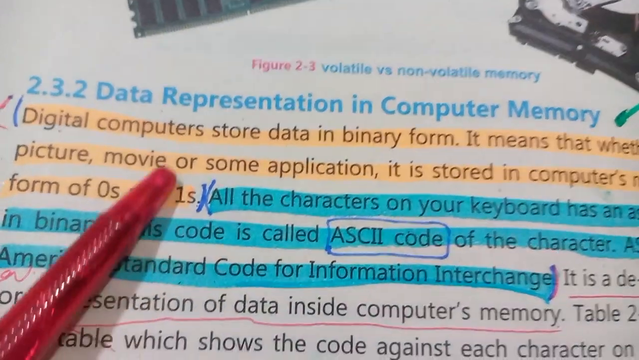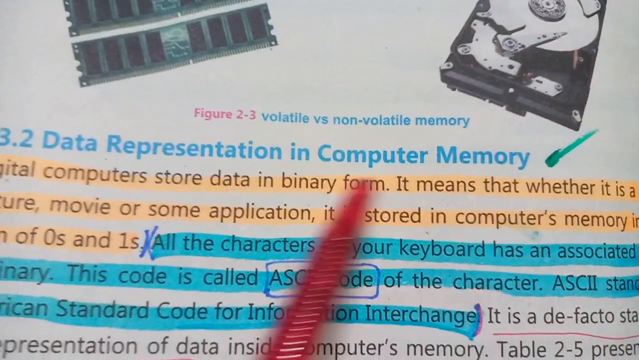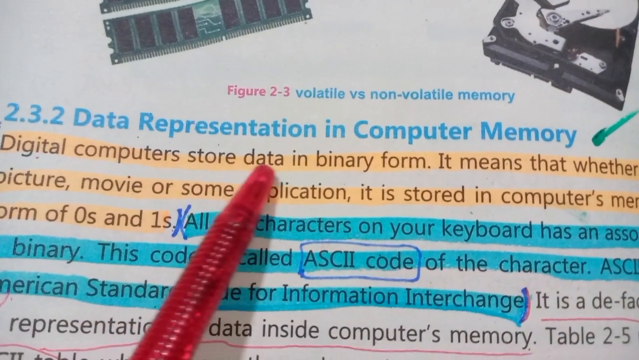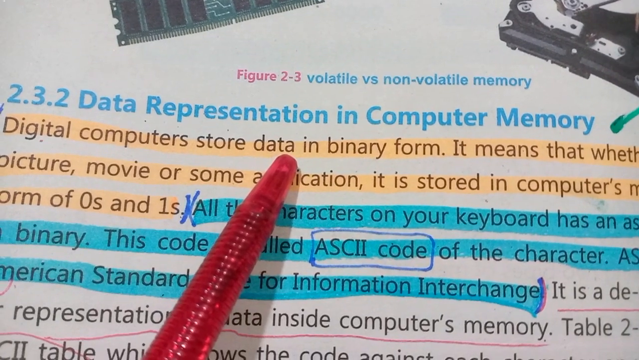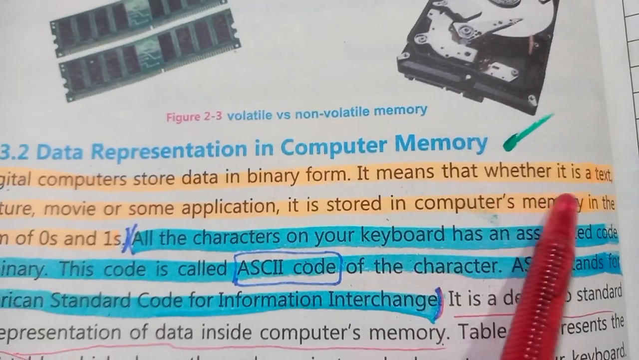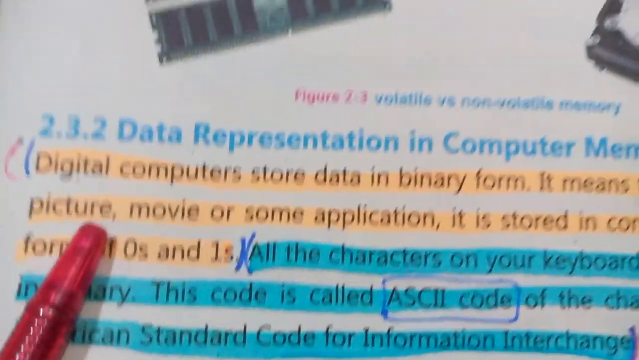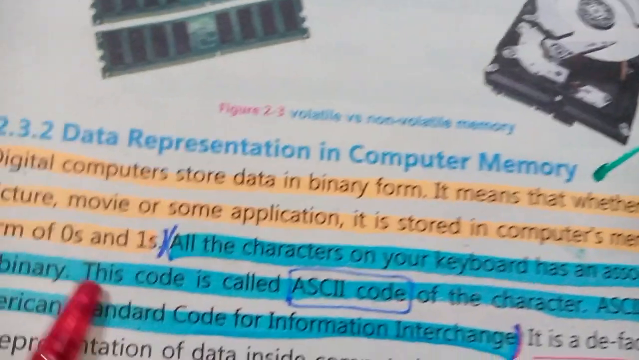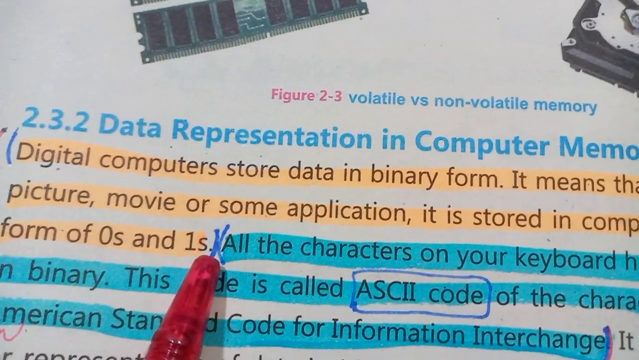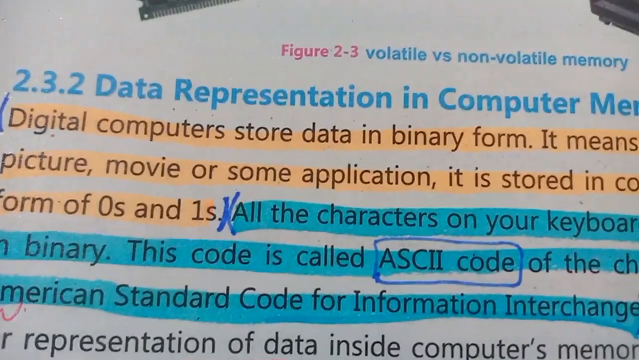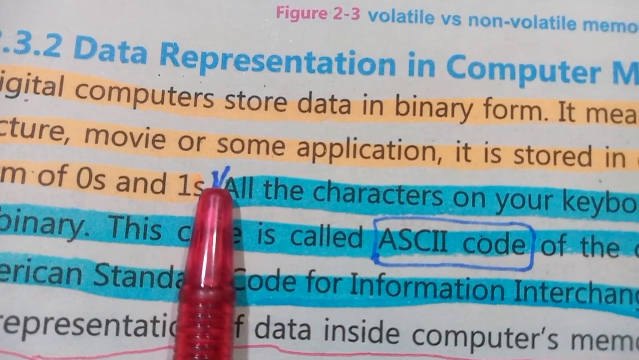Okay, next, how data is represented in computer memory. The first question is, how do digital computers store data? Very easy. Digital computers store data in binary form. It means that whether it is a text, picture, movie, or some application, it is stored in computer memory in the form of zeros and ones. These two and a half lines will be written as the answer of the short question.